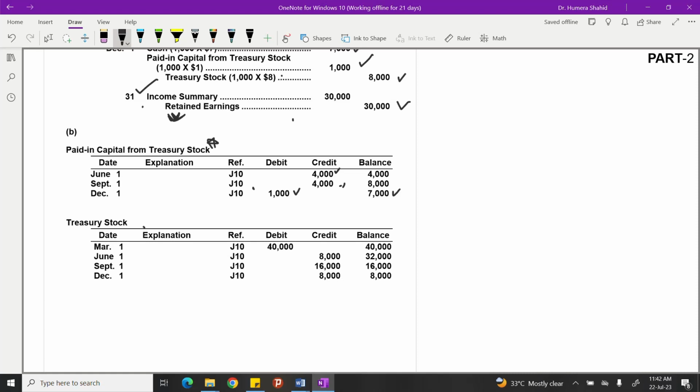I'm opening it. March 1st, when we purchased treasury stock, we debited it with 40,000. June 1st, when we sold the treasury stock, we credited treasury stock with 8,000, so it reduced to 32,000. Then September 1st, we again credited it with 16,000, so it further reduces from 32,000 to 16,000. Then December 1st, we further reduced it with 8,000, so 16,000 reduced by 8,000 remaining becomes 8,000.